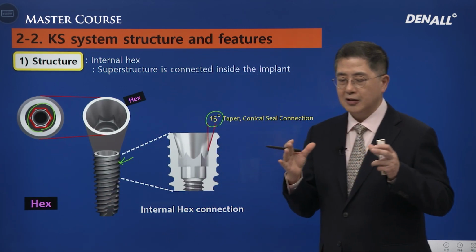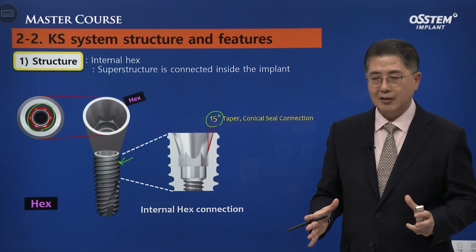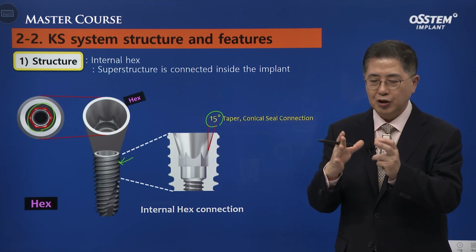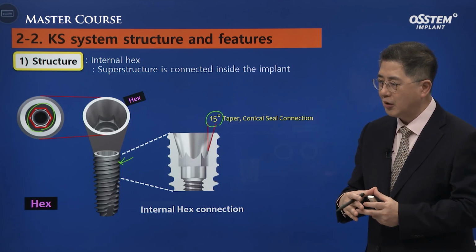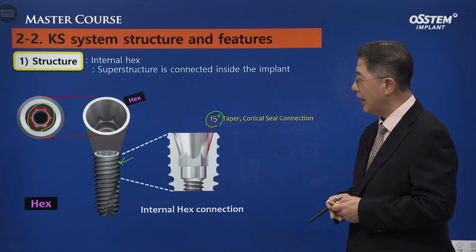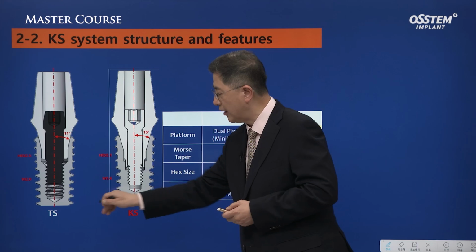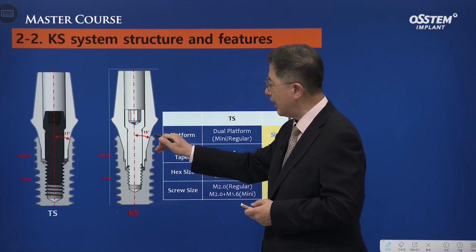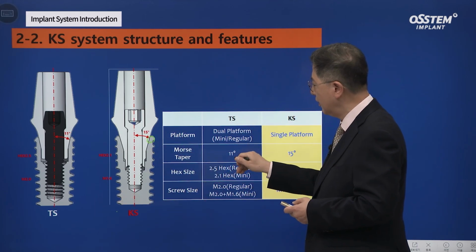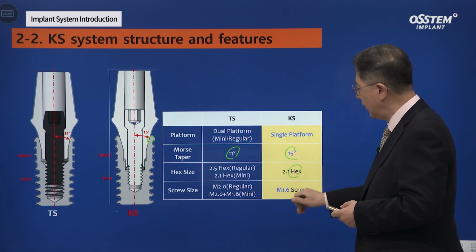To give you an overview of the KS implant, it looks very similar to TS implant. The internal connection has been reduced and has become deeper. The thickness of different components have been increased to increase the strength of the implant. The difference between TS and KS is the angle, 11-degree taper and 15-degree, and there's difference in size of the hex.